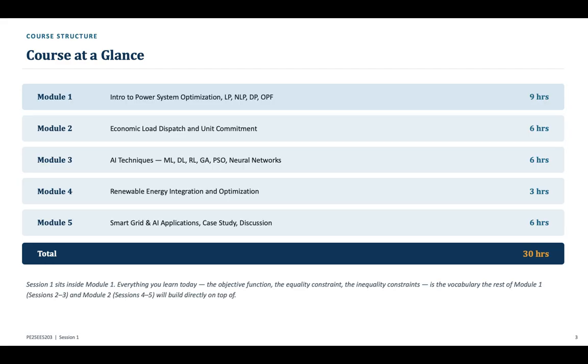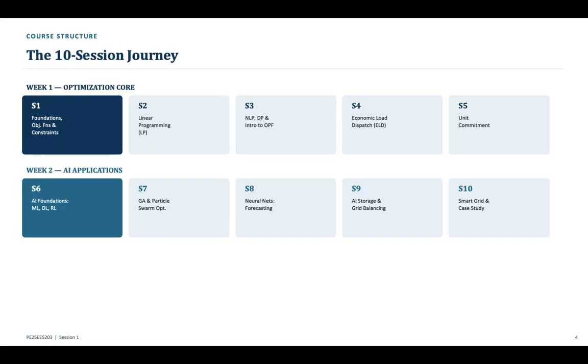If you want to know the course at a glance, first you have the introduction to power system optimization. That is where you have linear programming, non-linear programming, and OPF. Then you have economic load dispatch and unit commitment. Then you have AI techniques in machine learning, DL, RL, neural networks and all. Then you've got renewable energy integration optimization, smart grid, and AI application case studies and discussion. So these are the 10 sessions we have planned. So here we have 10 days of class, as you can see.